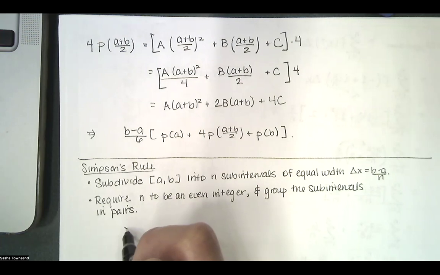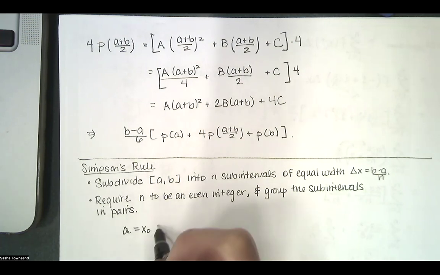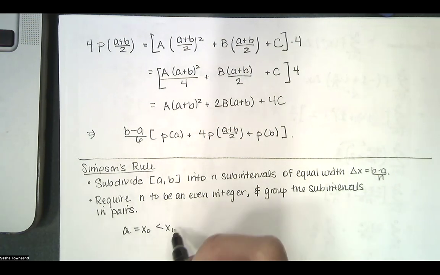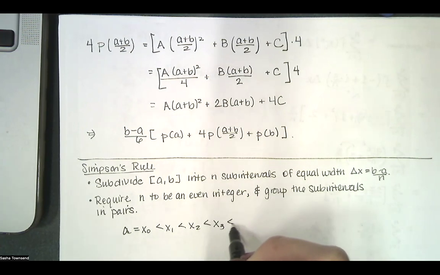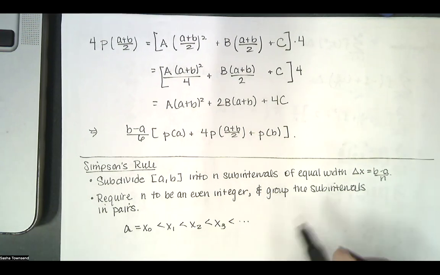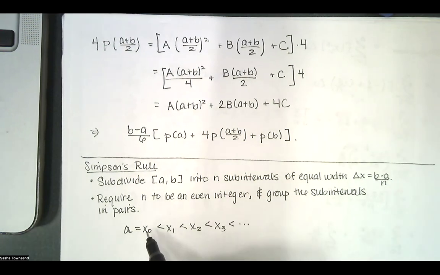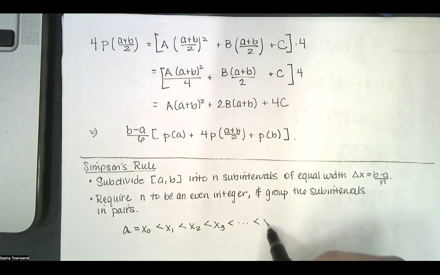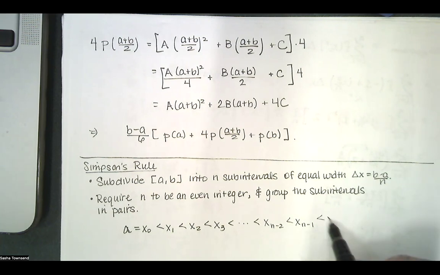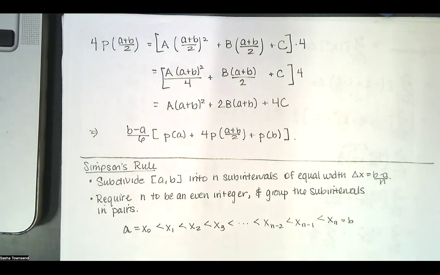So we start at a, which we're calling x naught, and we have x naught, x sub 1, x sub 2, x sub 3, and those are increasing. So x sub 1 is greater than x naught, x sub 2 is greater than x1, and so on. Eventually we get to x sub n minus 2 and x sub n minus 1. And finally, x sub n, which is b.